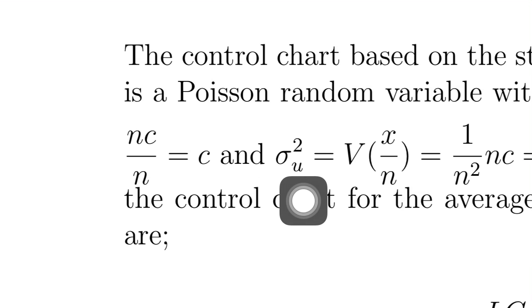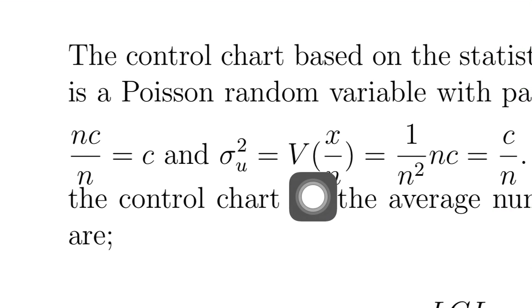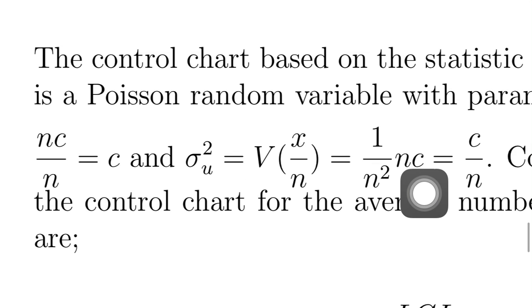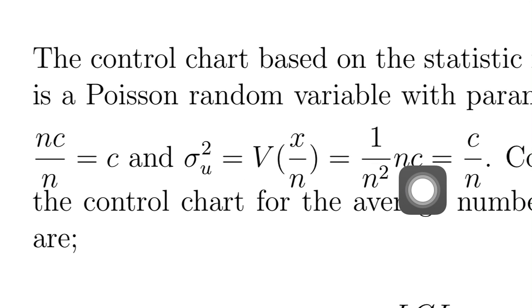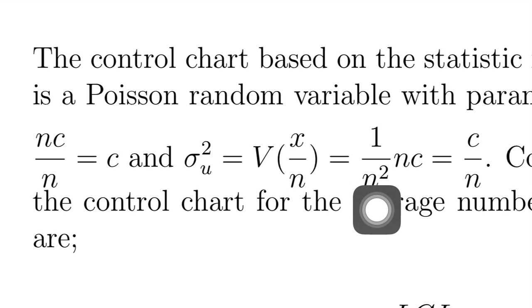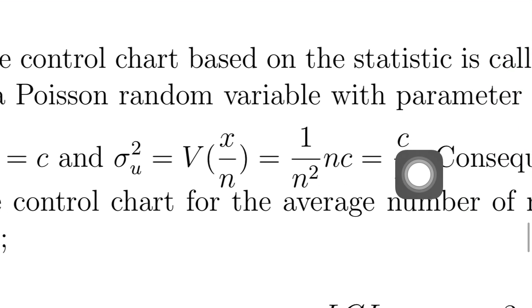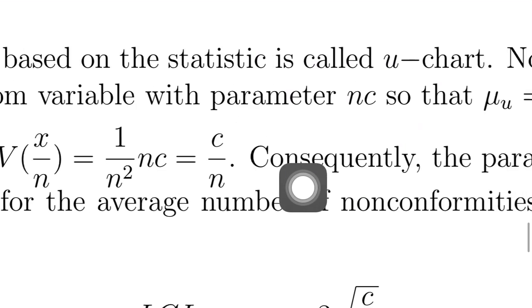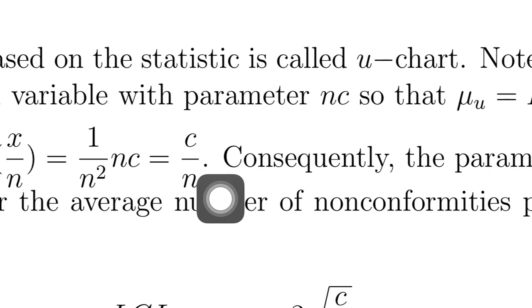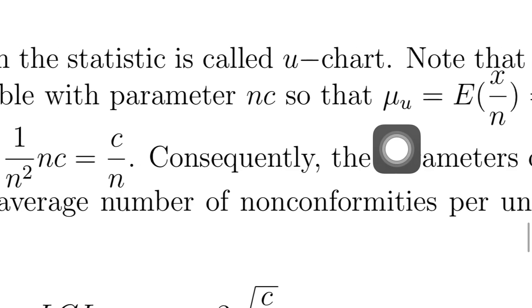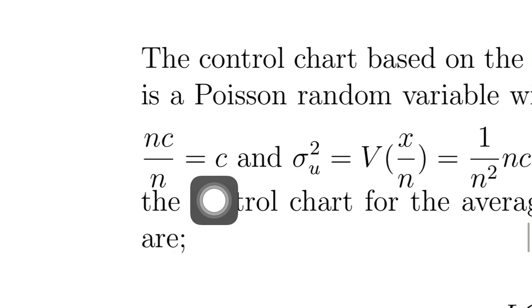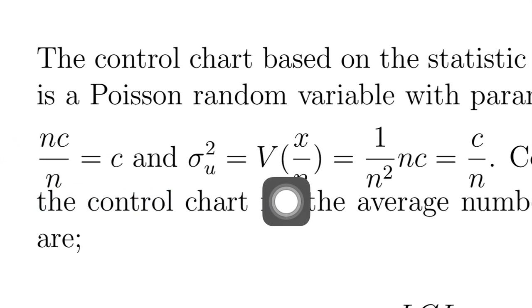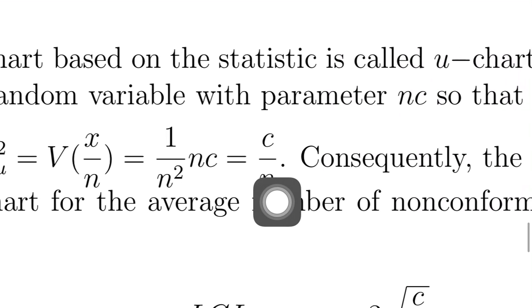And similarly, what is the variance of u? Variance of u is variance of x by n squared, and variance of x is again NC, because x is Poisson, so divided by n square, that is equal to C by n. So mean is equal to C and variance equal to C by n. That is mu u equal to C and sigma square u equal to C by n.